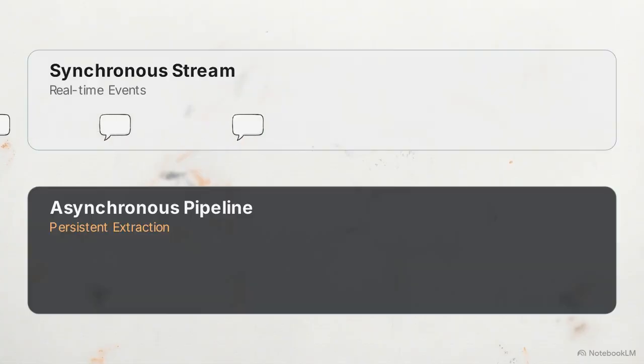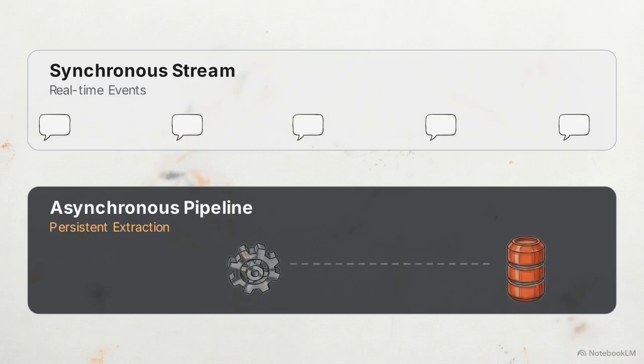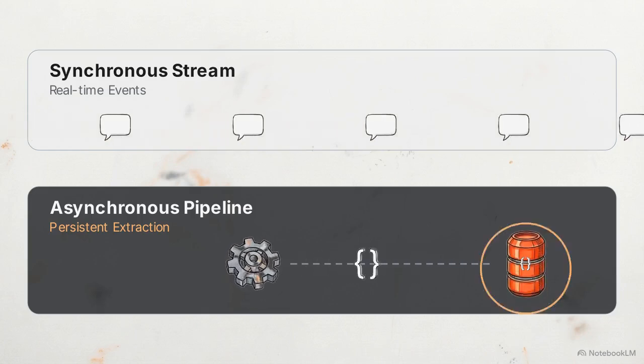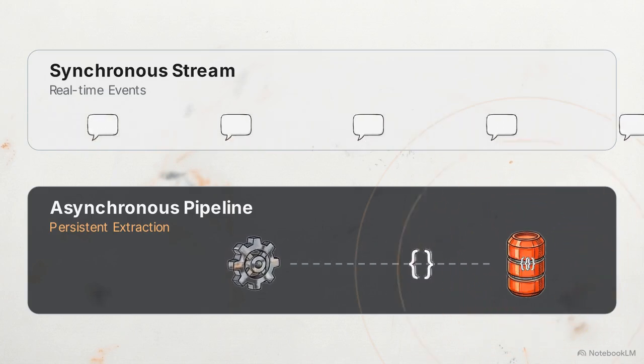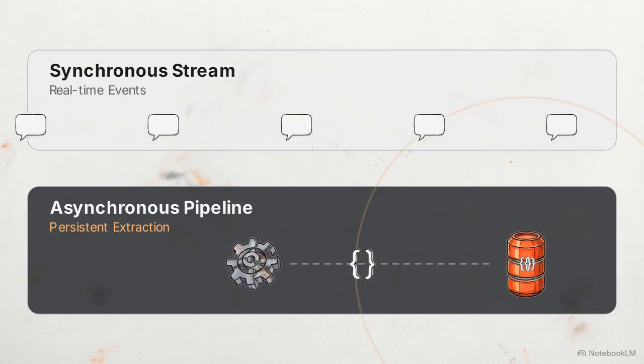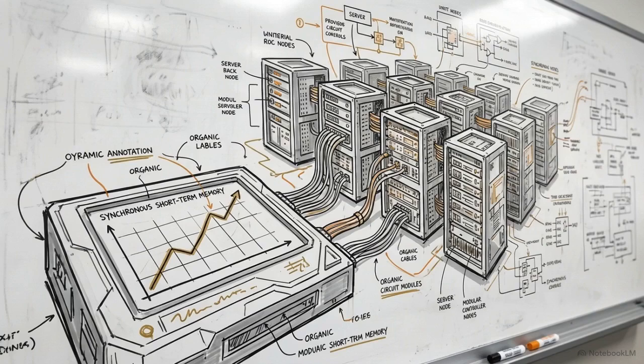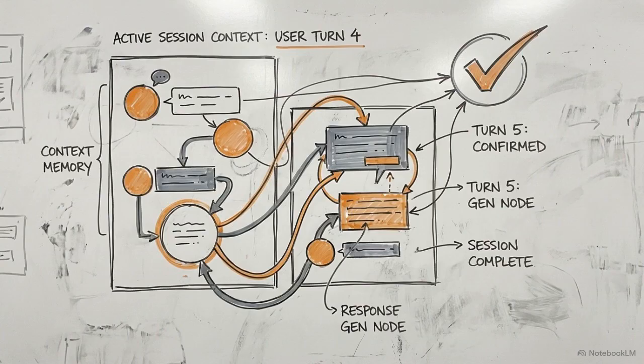Designing a functional enterprise agent requires explicitly separating the real-time conversational event log from the asynchronous pipelines that extract and consolidate long-term insights. The first layer of this architecture is the synchronous short-term memory system, which captures turn-by-turn interactions so the agent maintains immediate context within an active session.